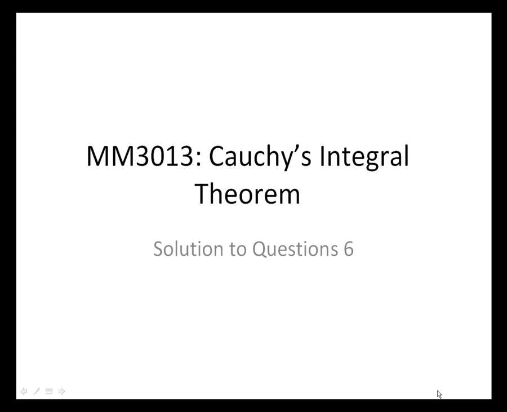This is the solution to question 6 on the Cauchy's integral theorem tutorial sheet. The question asks us to compute the integral of 1 over z cubed plus 1 over the contour C, where C is the quadrilateral with vertices at plus and minus a half and plus and minus a half i.